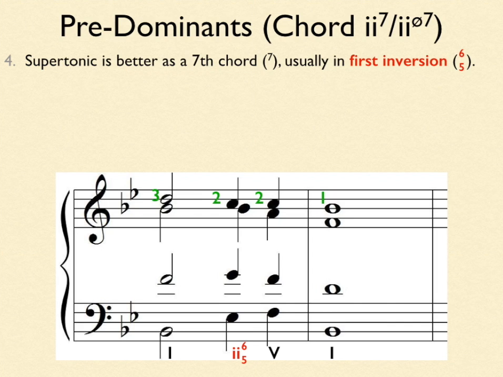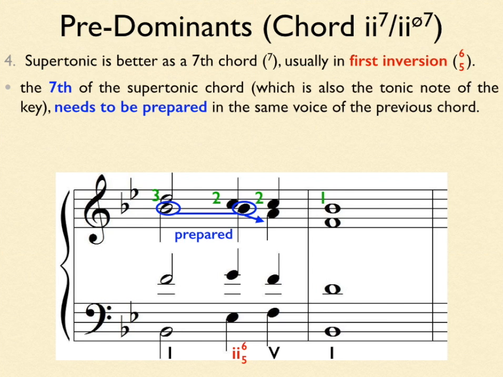But the real nitty gritty, the real detailed rules that you need to know: the leading note should rise, the seventh should fall, and this is the next one. The seventh of the supertonic chord, which is also the tonic note of the key, I'll come back to that in a second, needs to be prepared in the same voice in the previous chord. So it's quite a difficult rule to remember, but I'm just going to go through it and break it down for you one part at a time.